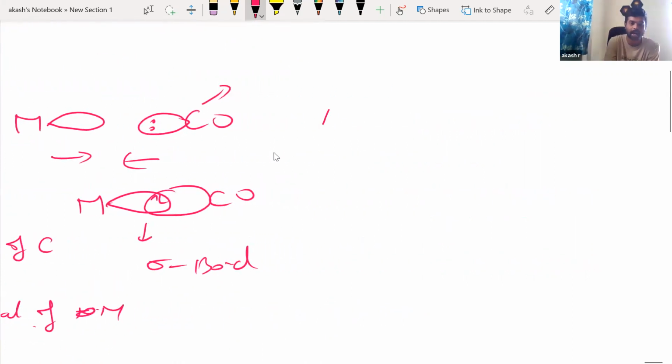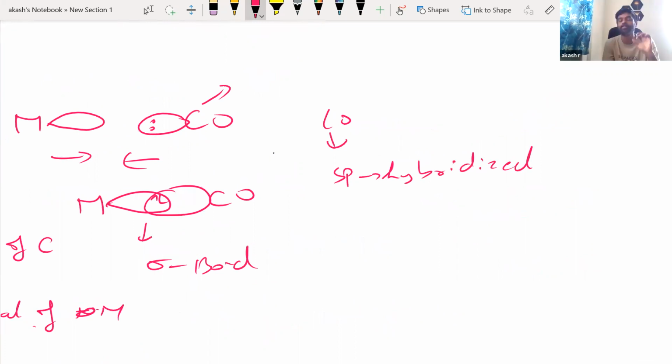Okay. Now, other than that, sometimes what can happen is this carbon, the carbon of carbon monoxide, is actually sp hybridized, right? The exact way to explain this should be in terms of molecular orbital theory, but that level of MOT we don't know yet. That's why I'm talking in terms of hybridization, because you know hybridization. So we have this carbon to be sp hybridized.